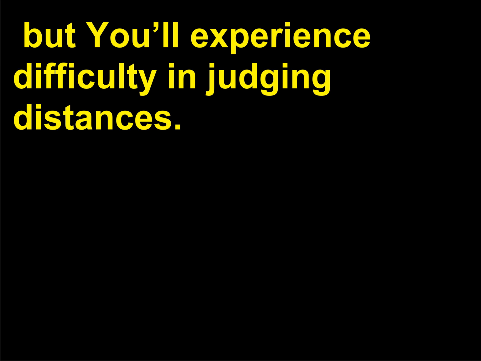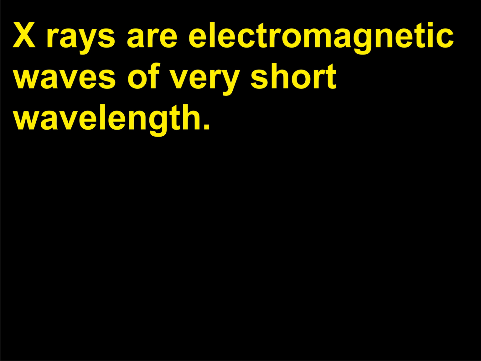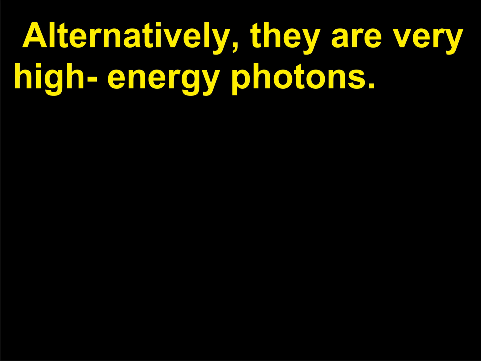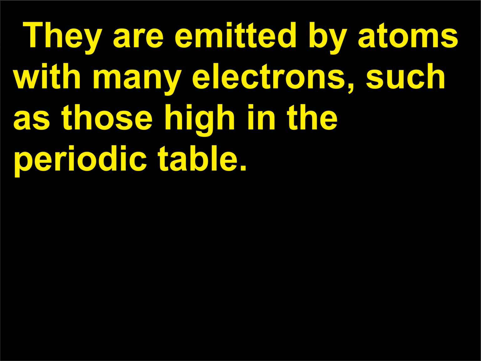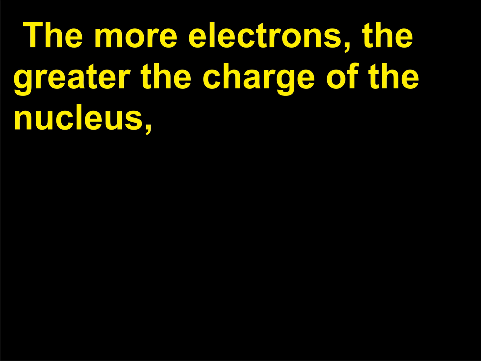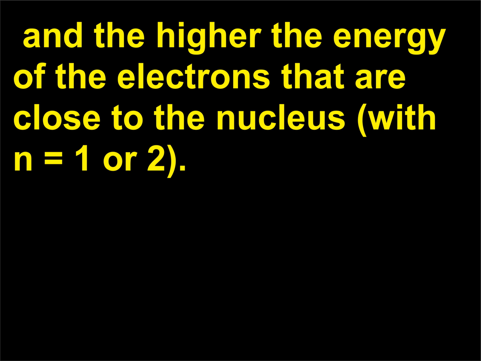X-rays are electromagnetic waves of very short wavelength. Alternatively, they are very high-energy photons. They are emitted by atoms with many electrons, such as those high in the periodic table. The more electrons, the greater the charge of the nucleus, and the higher the energy of the electrons that are close to the nucleus, with n equals 1 or 2.